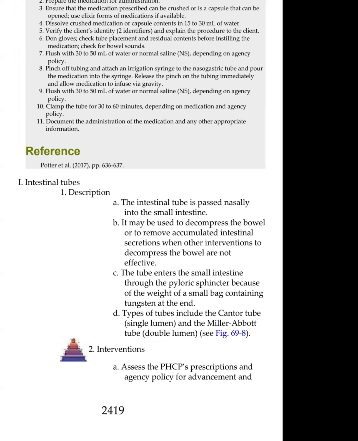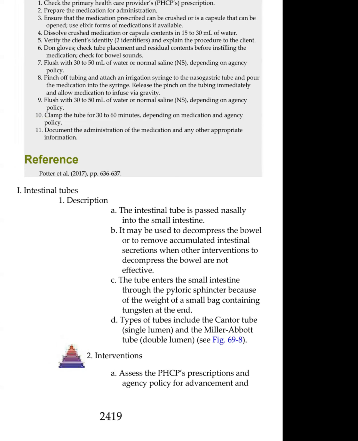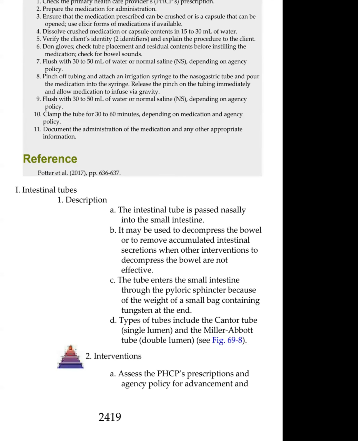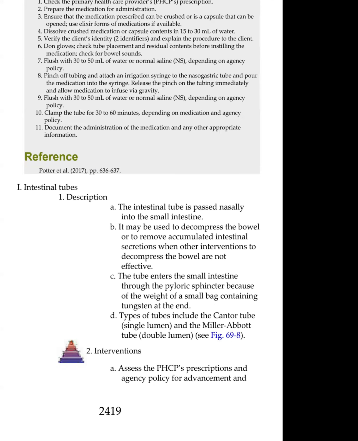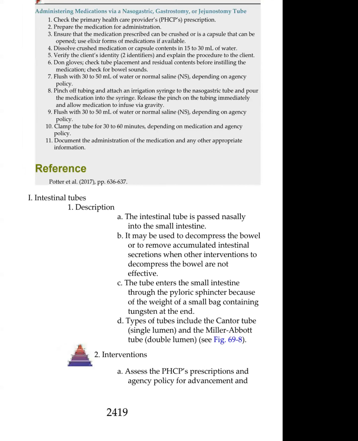The tube enters the small intestine through the pyloric sphincter. Right? We know the stomach has two sphincters, the cardiac one at the top and the pyloric sphincter at the lower side. From there, because of the weight of the small bag containing mercury at the end, this material moves along. Types of tube include the Cantor tube, single lumen, and the Miller-Abbott tube, double lumen.